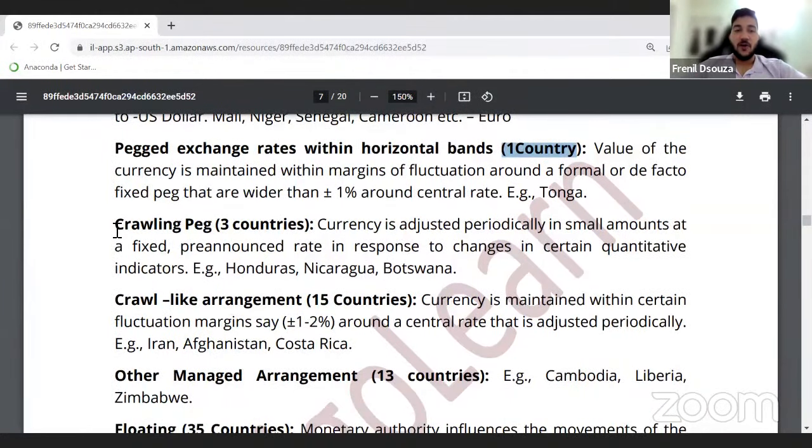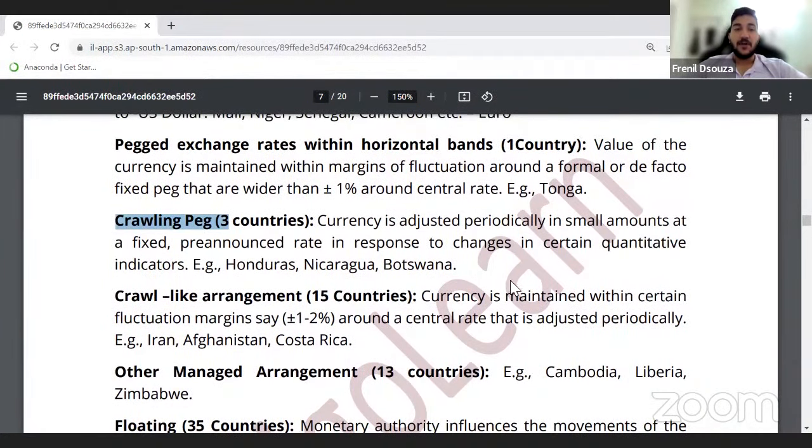Next, we have something called crawling peg. Now, what is crawling peg? The currency is adjusted periodically in small amounts at a fixed pre-announced rate in response to changes in certain quantitative indicators. Here, the currency will have a fixed peg, and from that fixed peg, you will change periodically. It could be 1 week, it could be 1 month, it could be 3 months. Periodically, you're going to change in small amounts at a fixed pre-announced rate, which means how much you're going to change the price is also pre-decided.